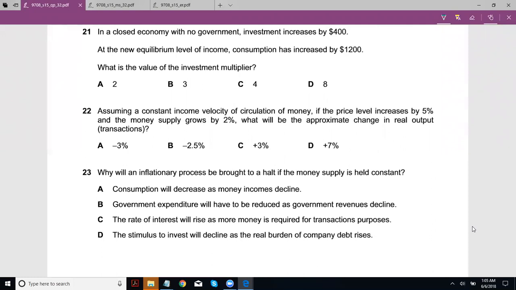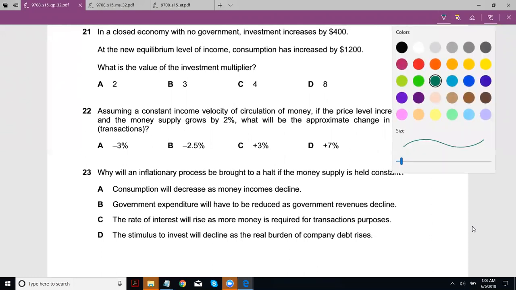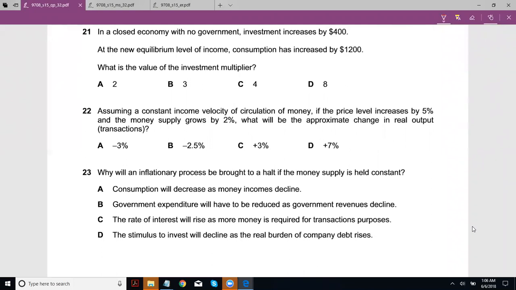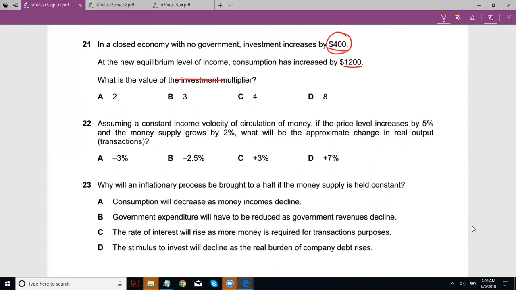Okay, so continuing with our paper. 21, in a closed economy with no government, investment increases by 400. At the new equilibrium level of income, consumption has increased by 1200. What is the value of the investment multiplier? Now, your investment multiplier is literally just the normal regular multiplier that we have studied, so don't think that you have to do anything different with that. You just have to figure out what is the difference that you get in national income, because you already have the autonomous injection here that was investment.